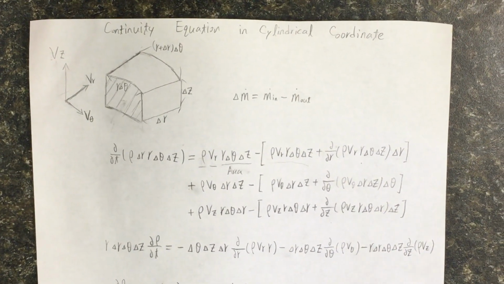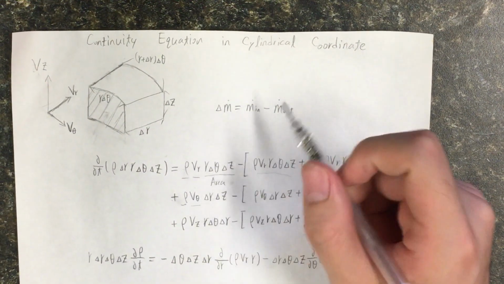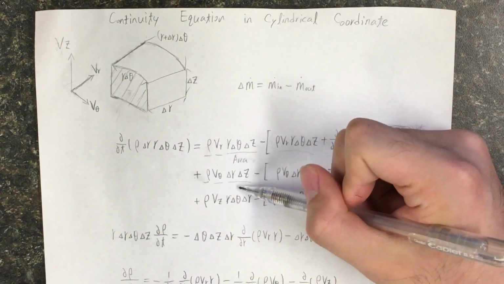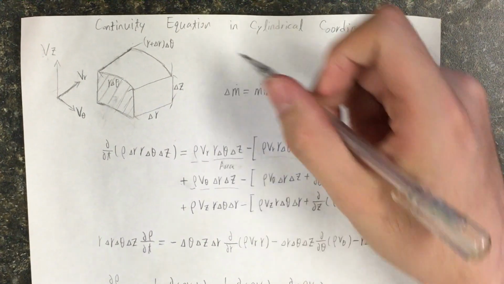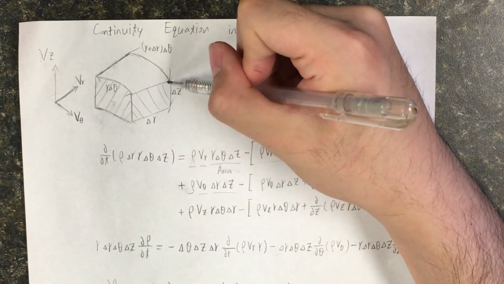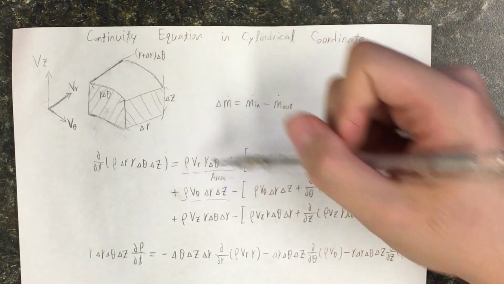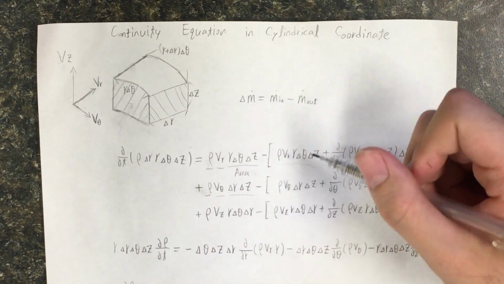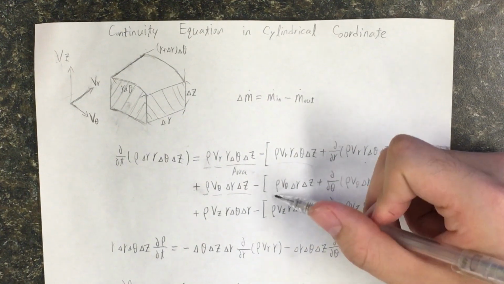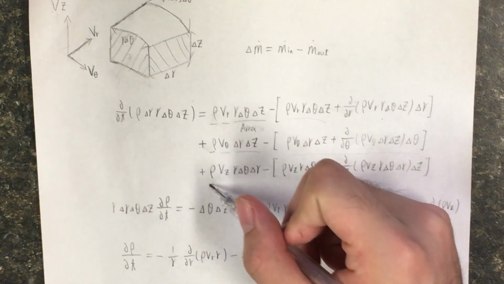Doing the same process in the theta direction, we have rho multiplied by velocity v theta in the theta direction here, and the area through the theta direction, which is delta R multiplied by delta Z, is this one. This is the mass flow rate into the control volume in the theta direction, and minus the mass flow rate out of the control volume in the theta direction, which is this one. Same process, the Z direction would look like this.